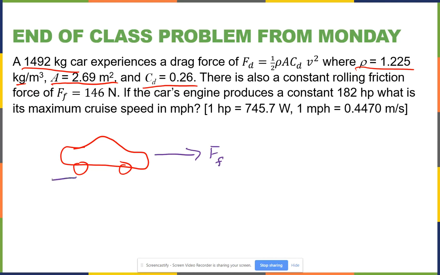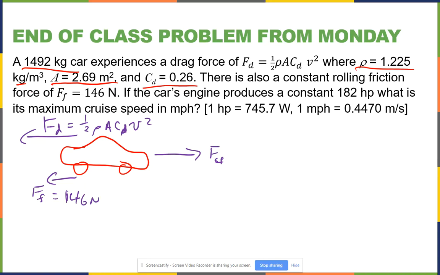Then I have the force of rolling friction, which I know to be, oh yeah, I should be a little more careful. Static friction, because I just called that FF above. Rolling friction is 146 newtons. And I have the force of drag. So I've drawn all my forces on there. The one number I didn't use is power.